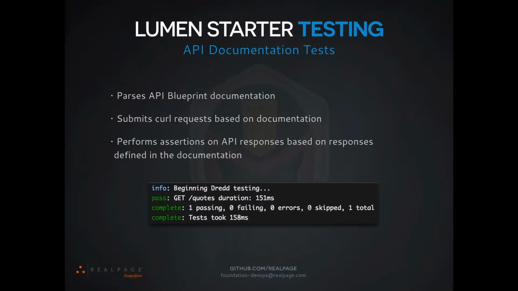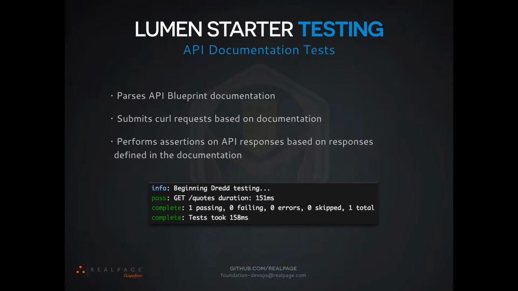There we go. So as we talk more about Dread specifically, Dread's purpose is it parses API Blueprint documentation. It submits curl requests based on that documentation and performs assertions on the responses from the API based on the documentation. So this is actually the command line output from the master branch of the Lumen starter repo currently. In that repo, we have examples of how to do API Blueprint, and we already have Dread running in CI.